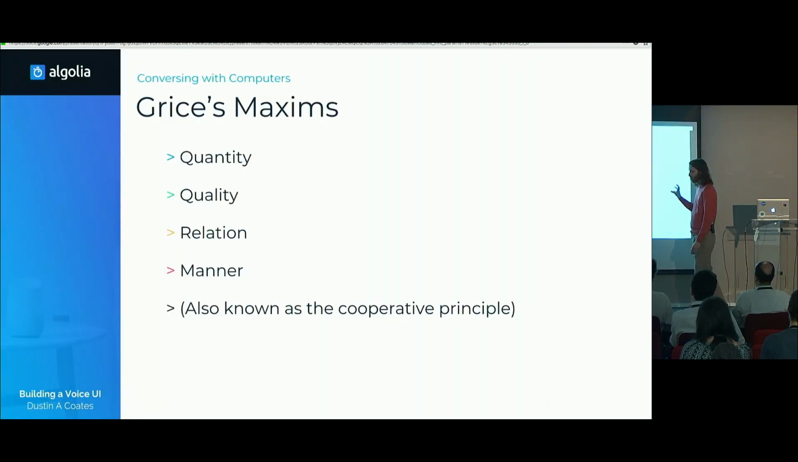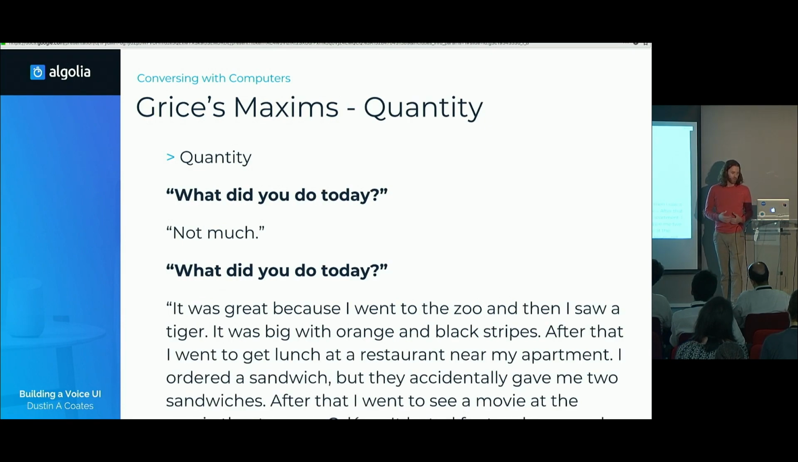There's something called Grice's Maxims. These are assumptions that we have, even if we don't know, in our conversations. It's also known as the cooperative principle. The first one is quantity. This says you respond with just enough to answer the question. Not more, not less. If somebody asks you, how was your day today? Or what did you do today? If you say not much, it's not enough information. It doesn't really say what I did today.